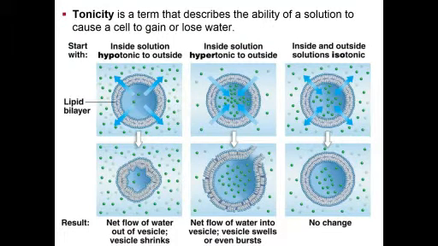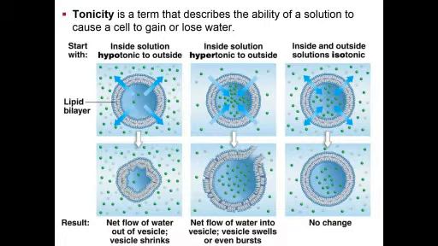So let's look at some applications of osmosis. Tonicity has to do with the ability of a cell to take up and lose water. There are three key terms you need to become familiar with: isotonic, hypertonic, and hypotonic. Let's start with one of the easier terms, isotonic.